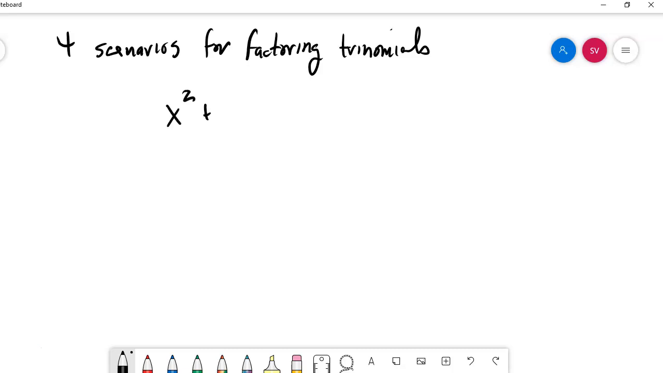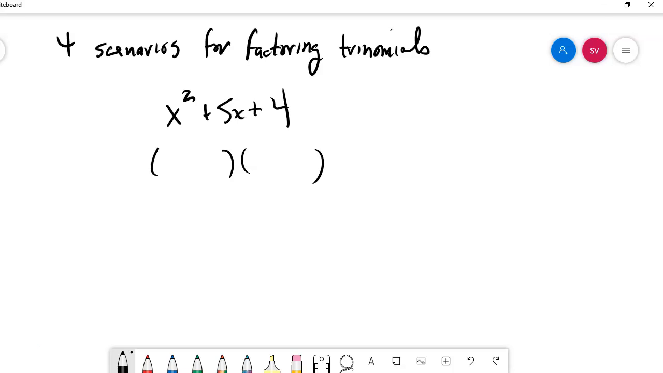So this is a trinomial because you have 1, 2, 3 terms. The word tri implies 3. So what we want to do is try to factor this back into 2 binomials.